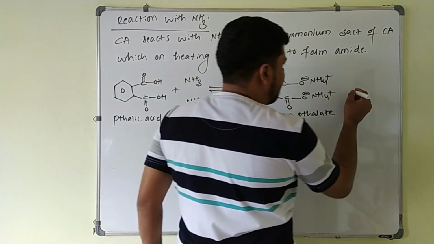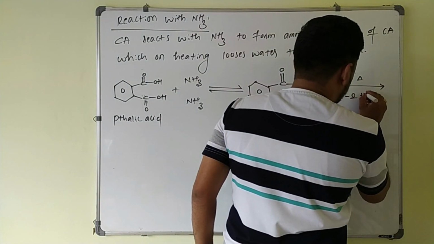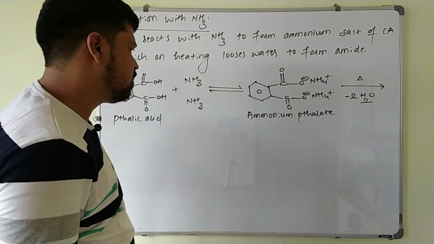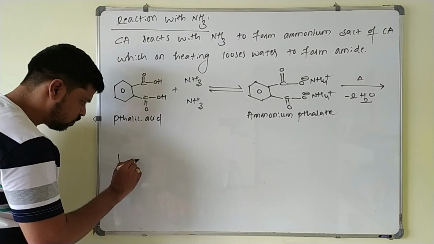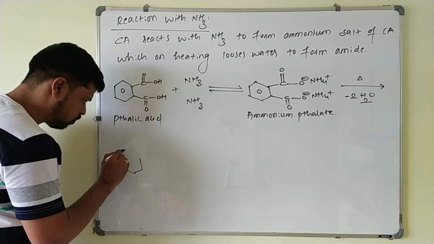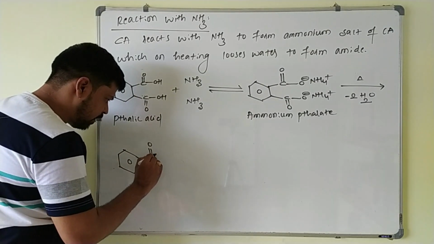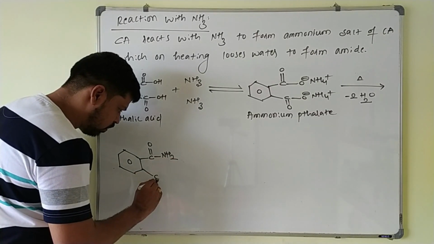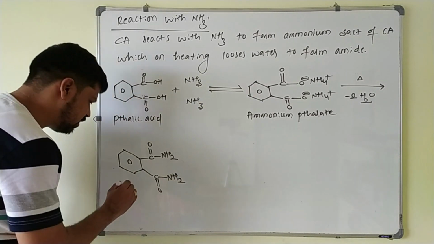This ammonium phthalate on heating loses 2 moles of water molecule. Here one water molecule is lost and here one water molecule is lost, so that there is a formation of phthalimide. This becomes a CONH2 group, and this also becomes a CONH2 group here. This is your phthalimide.